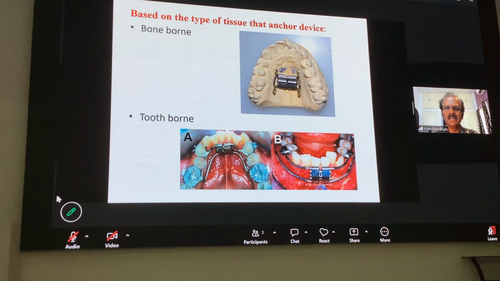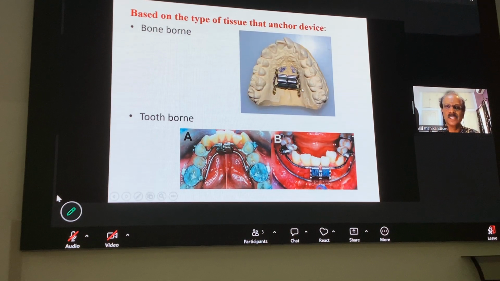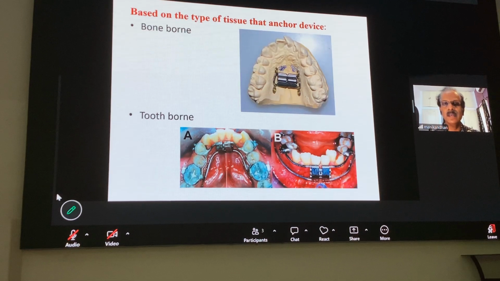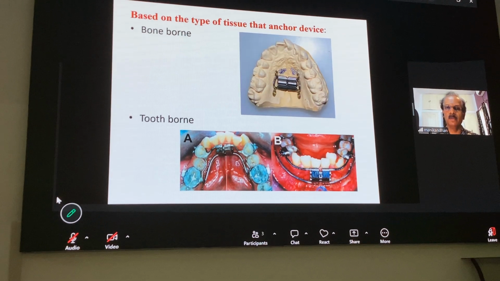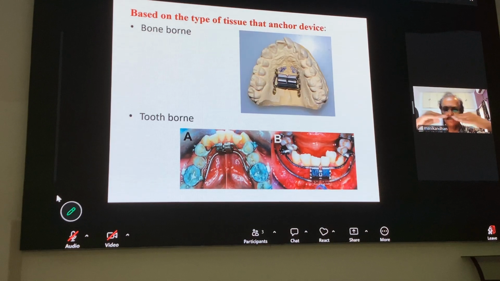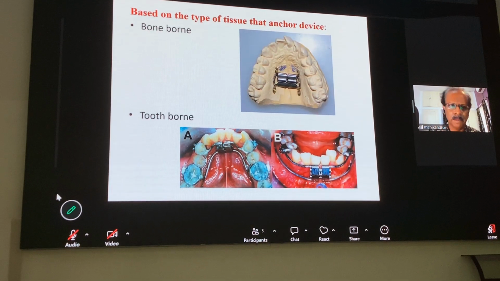Now this is one example of what you can see here. If you want transverse distraction, on the model you can see you have 4 screws on the distractor which is being kept ready. You can put the screws in parallel and if you distract it, you can get transverse widening of the maxilla. So this is like a hybrid.